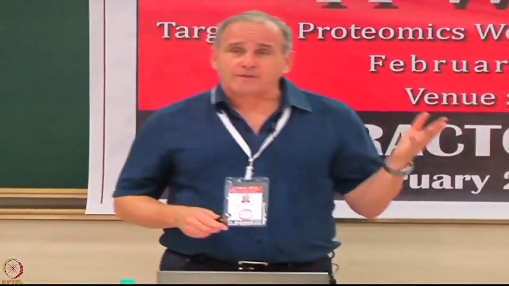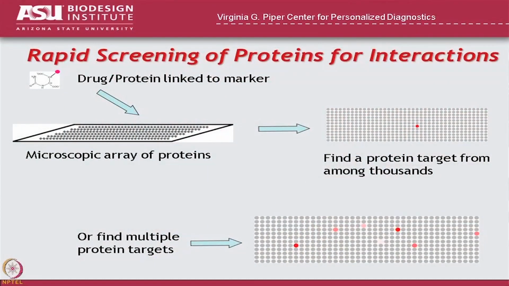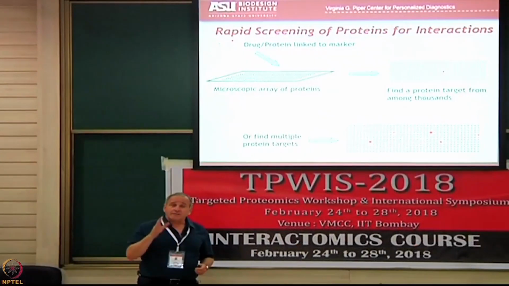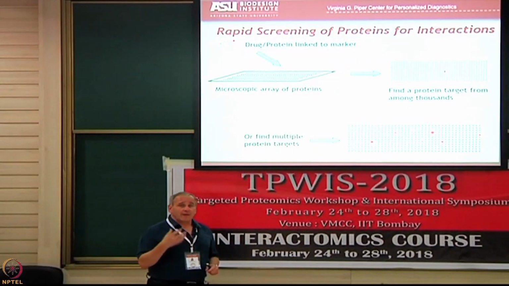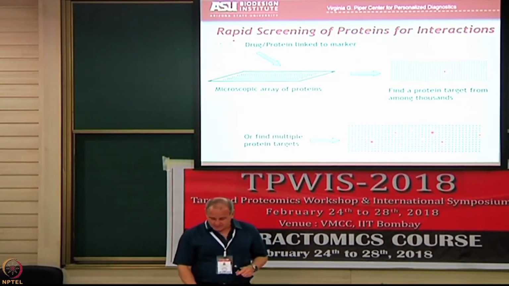So here's an example of what that might look like. Imagine if you had a fluorescently tagged molecule and you probe the array. You can see which protein that molecule targets. Or if it turns out that it binds to multiple proteins, you might see differences in the binding, and that would give you some sense of its specificity.